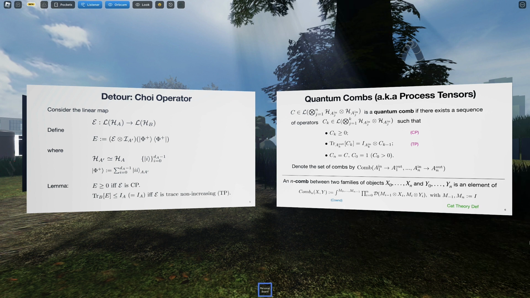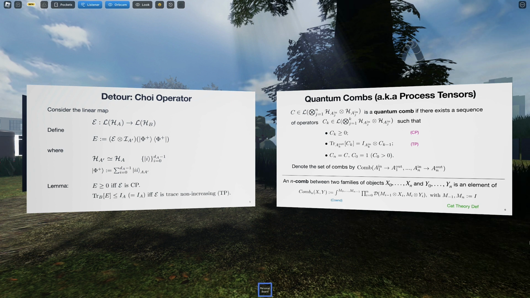The notation I use for the set of combs is written at the bottom, where we have A1 in, A1 out, up to AN in, AN out. This is saying something about the input spaces and output spaces of each of these maps, but not including the thing that gets passed between the sequence of channels. Again, please ask me if anything's not clear.